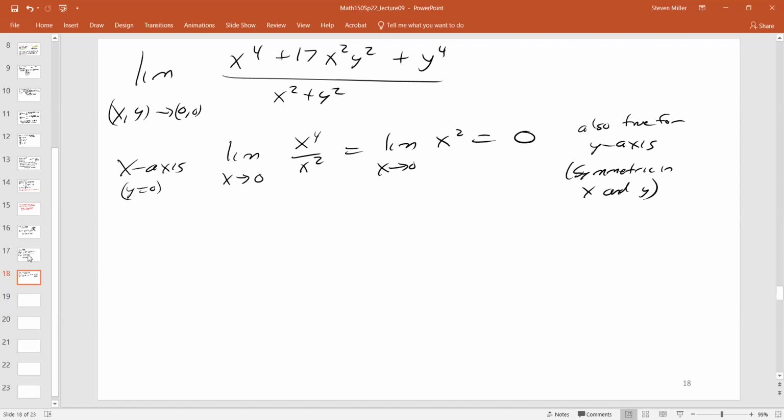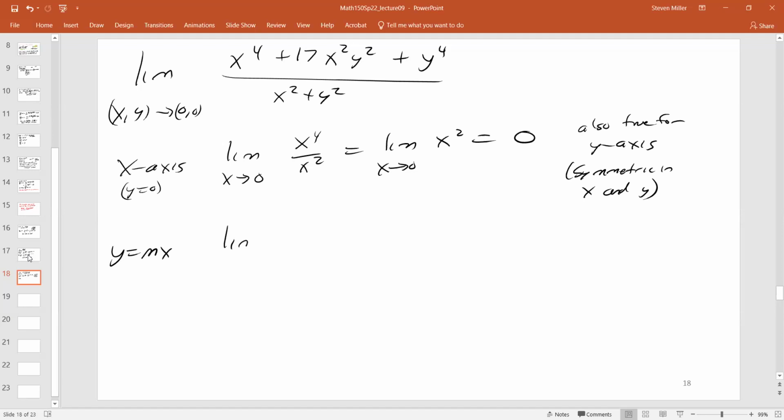So what's another path we could try? There's no z in here, so we just have x and y. So I need another path. I need y as a function of x or x as a function of y. We just did x equals 0, we did y equals 0. We could do y equals x, or more generally, let's try y equals mx, because then I can check infinitely many lines at once. And that's much better than just doing it one at a time.